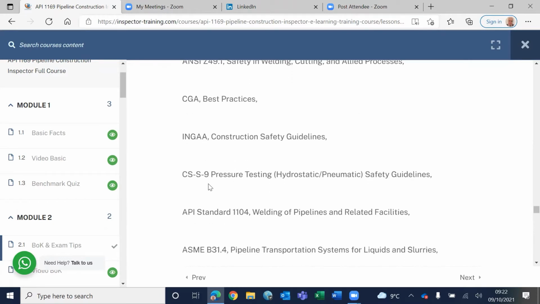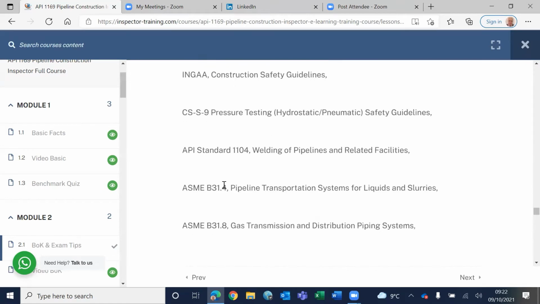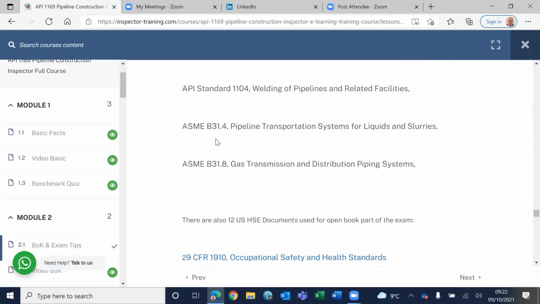And then pressure testing. You can see that 1110 and CSS9 are two documents about pressure testing. One is about the pressure testing, whereas actual how you do the job, and the CSS9 is about the safety guidelines, as you can see here. And then API ASME B31.4, 31.8.